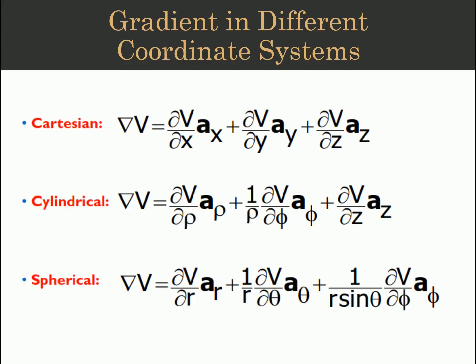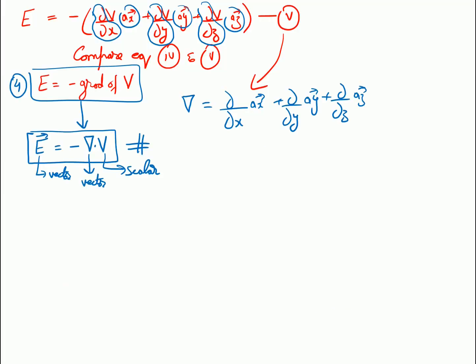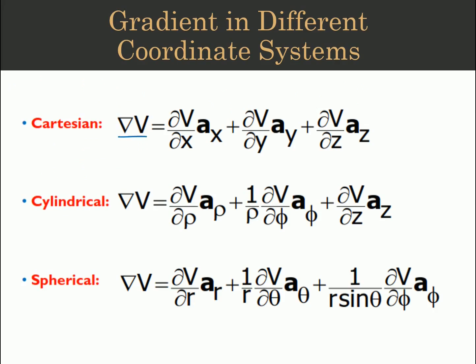Some of the conversions that are useful whenever we are talking about gradients, especially the gradient of V over here. If the gradient of V is to be found for the Cartesian system, we can use this equation. If it is to be found for cylindrical, we have to use this, and for the spherical, this is the condition that we can use.